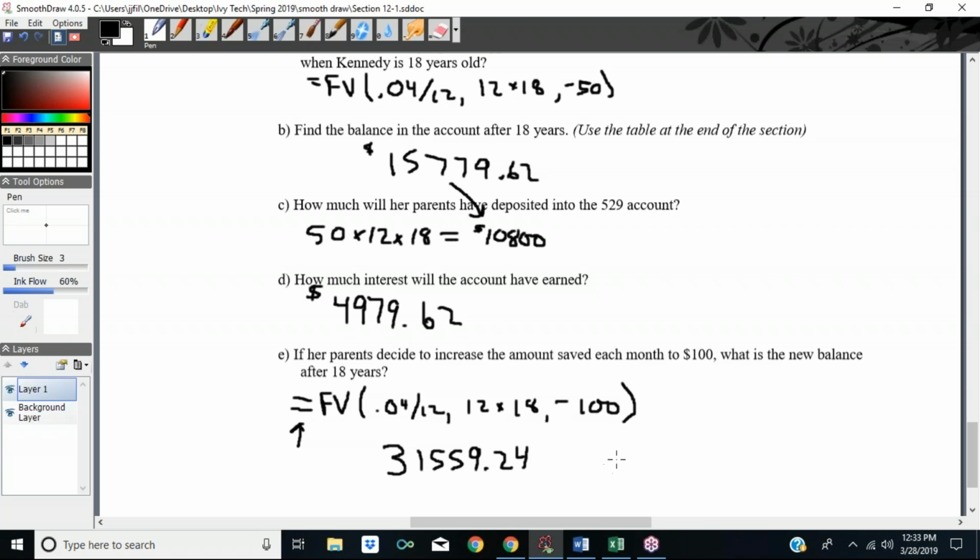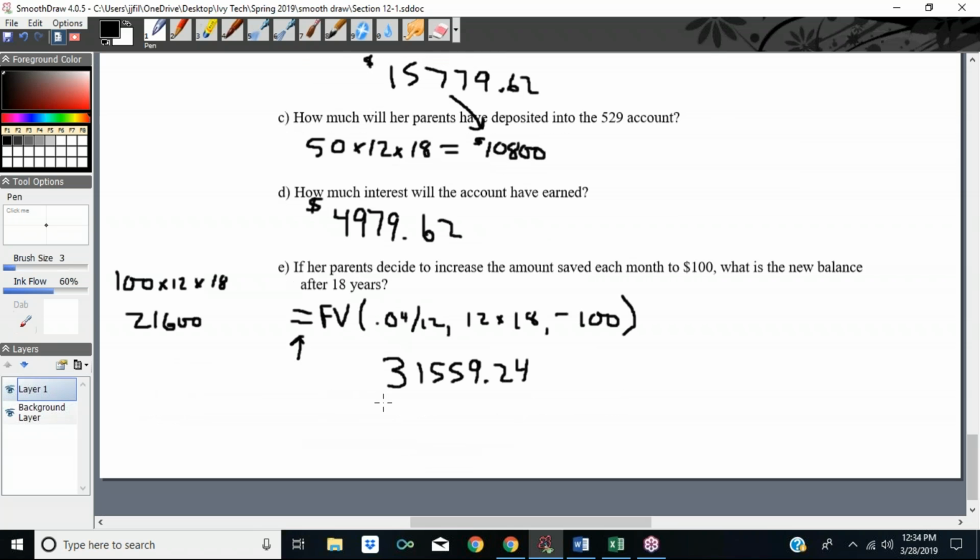How much did the family contribute? $100 times 12 times 18. How much is that? $21,600. So if we subtracted that, that would give us the amount of interest that they earned on that account. Looks like $9,959 and 24 cents.